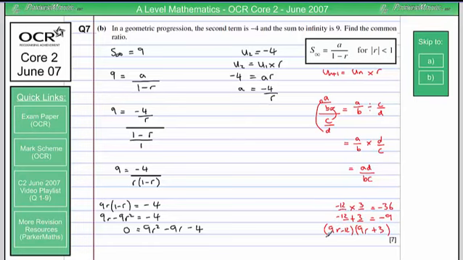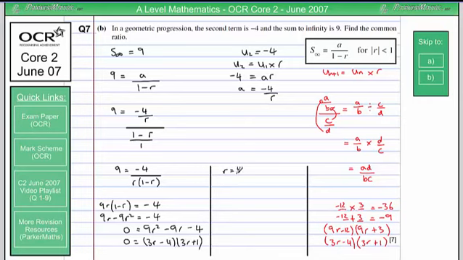I can divide this one by 3, and that gives me 3r minus 4. And I can also divide this one by 3, and that gives me 3r plus 1. So my two brackets here, I get 0 equals 3r minus 4 and 3r plus 1. So my two solutions for r will be r equals 4 over 3 and r equals minus a third.